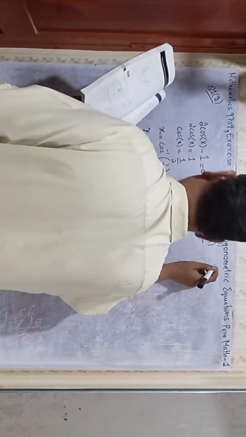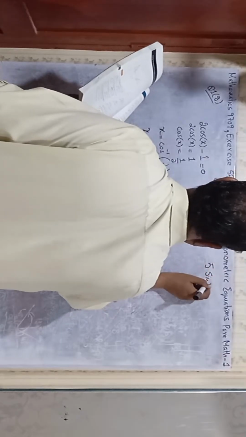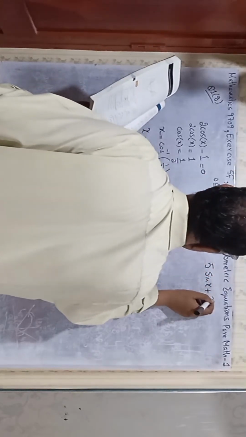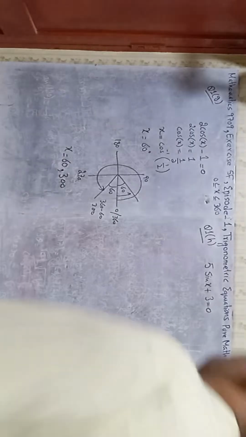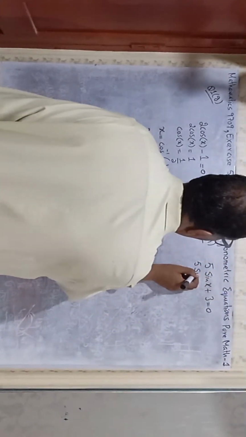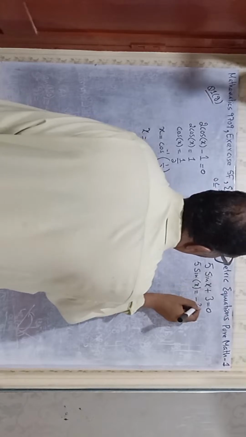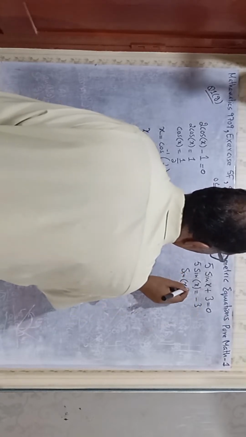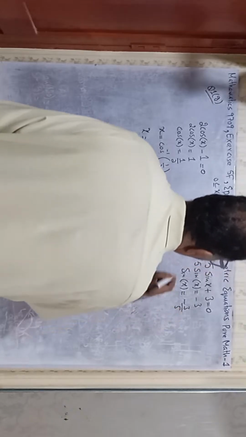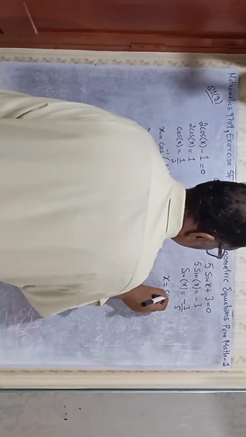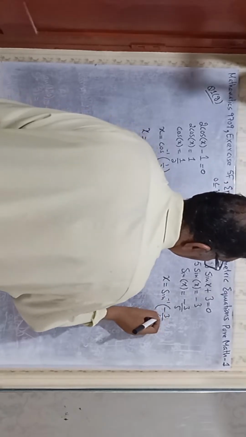Here we have 5 sine of x plus 3 equals to 0. So what I will do, we will take that 3 to the other side. So it will be 5 sine of x is equal to minus 3. So sine of x is equal to minus 3 by 5. So x will be equal to the sine inverse of minus 3 by 5.